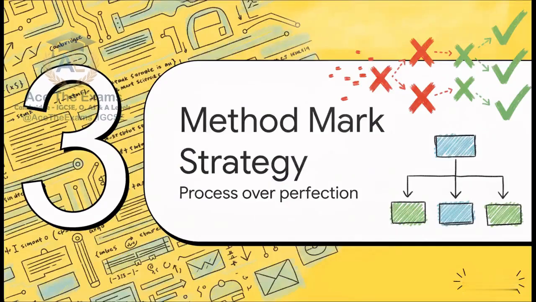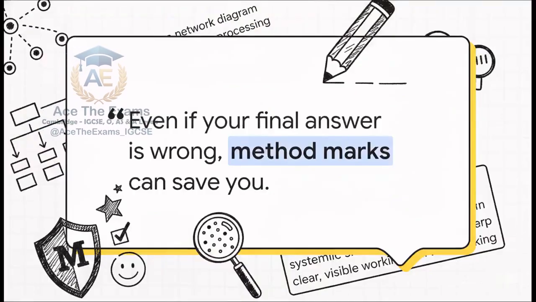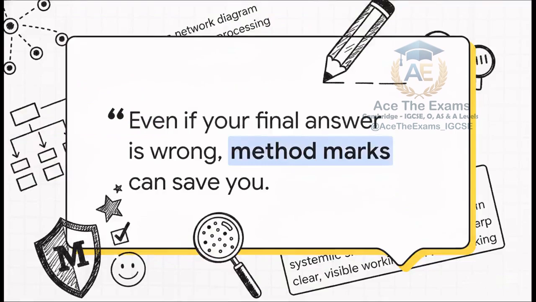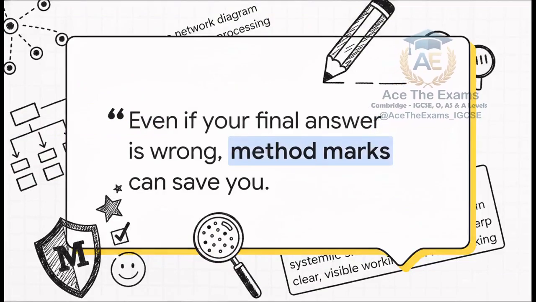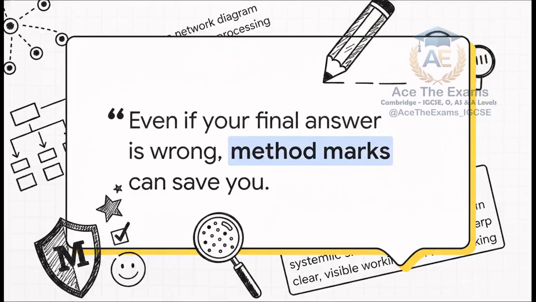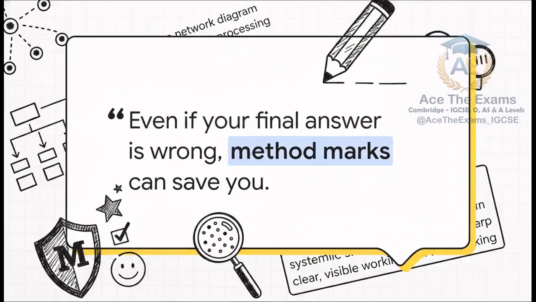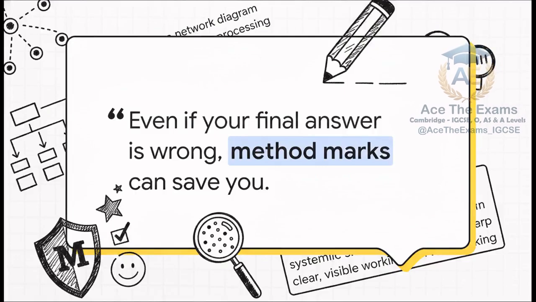Okay, let's jump into Section 3, the method mark strategy, process over perfection. Now, we are pivoting from just pure theory into actual execution. We are looking at what I call the method mark strategy, and it is an absolute game changer. We are moving from the theoretical foundations into hardcore technical methodology. Imagine taking all those brutal red pen marks on those rushed, panicky papers and watching them transform, step by step, into beautiful green check marks.